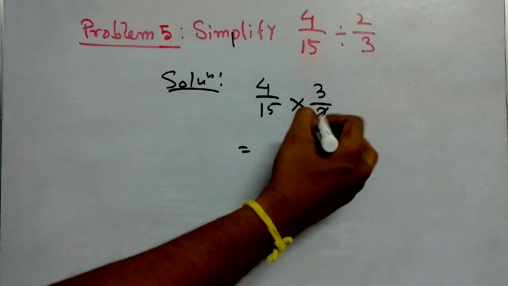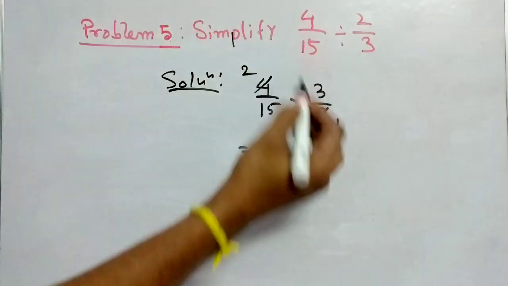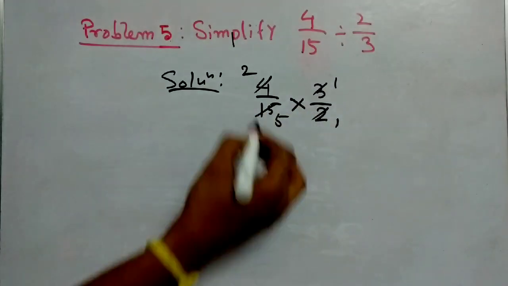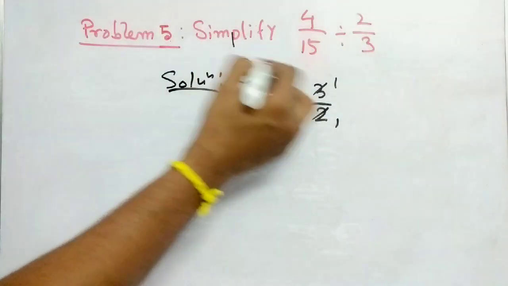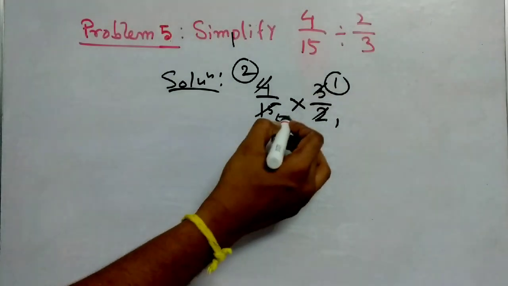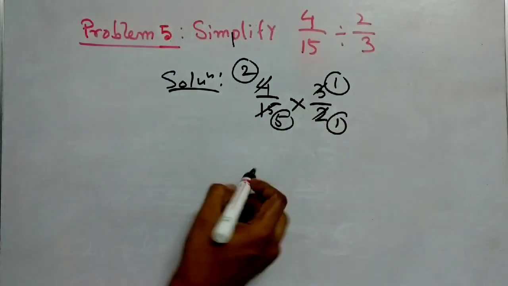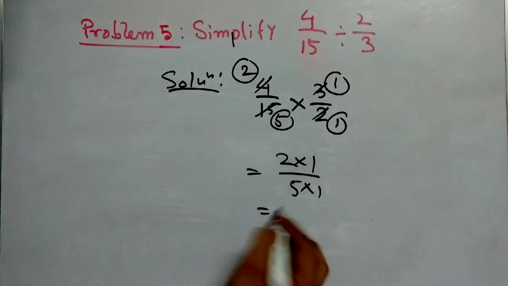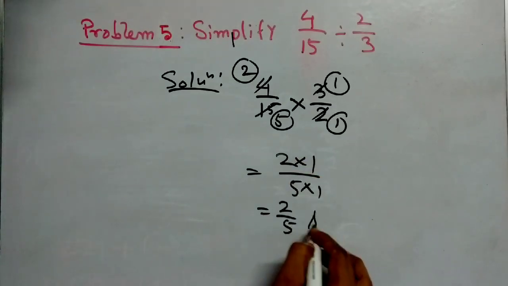So here 2 ones are 2 and 2 twos are 4, and 3 ones are 3 and 3 fives are 15. So in the numerator it is 2 and 1, and in the denominator it is 5 and 1. So this will be 2 into 1 by 5 into 1. So basically it is 2 by 5, and it is the answer.